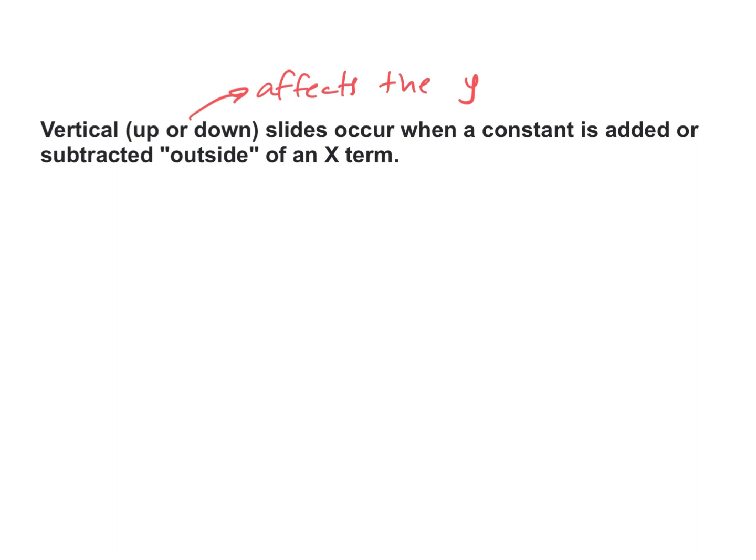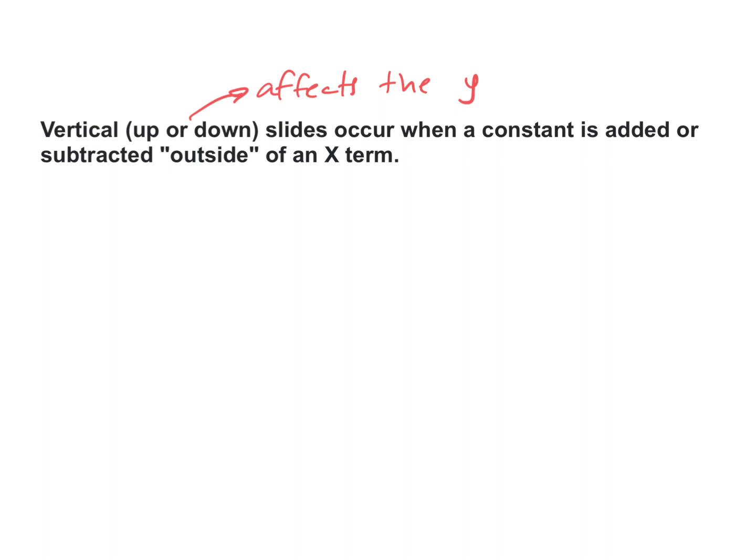So if I have a number outside of the x term, in some cases it's going to be really clear, in some cases it's not, and I'll explain that. Then you should be able to tell just from the numbers what's going to happen to the parent function. So even before you graph, you should know what's going to happen to the parent function. And that should give you an idea of whether or not your graph is right.